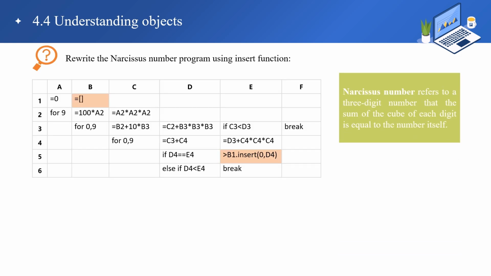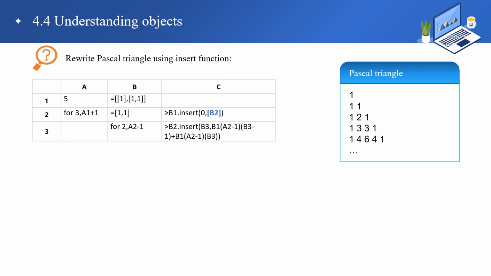We rewrite the Narcissus number program using insert function. Create an empty sequence in B1, and then append a member in E5 for each Narcissus number found. Finally, B1 is the sequence composed of all Narcissus numbers. The length of the sequence is exactly the number of Narcissus numbers, and there is no waste of empty positions. Pascal triangle can also be implemented in a similar way.